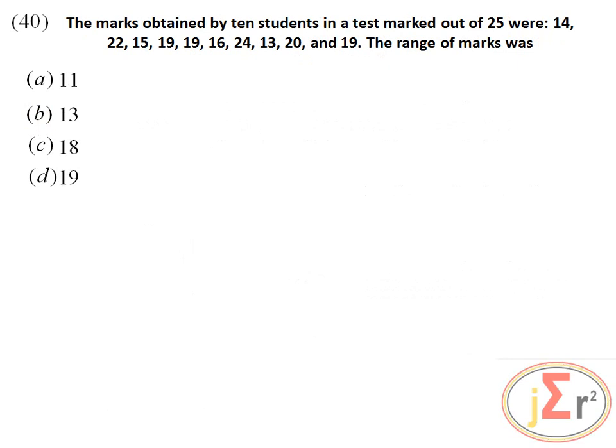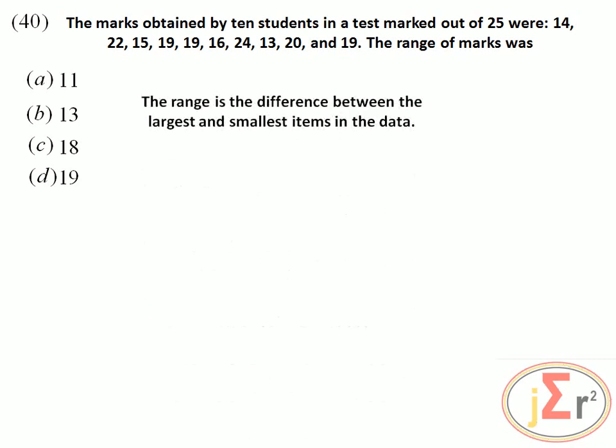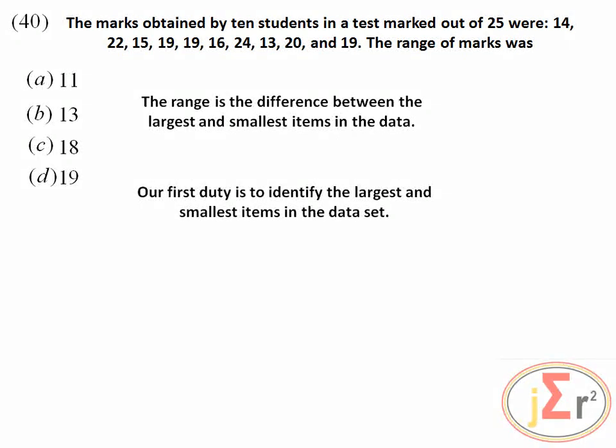The marks obtained by 10 students in a test marked out of 25 were 14, 22, 15, 19, 19, 16, 24, 13, 20, and finally 19. The range of the marks was... The range is the difference between the largest and smallest items in the data set. Our first duty is to identify the largest and the smallest items in the data set.